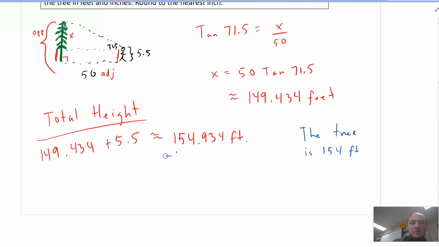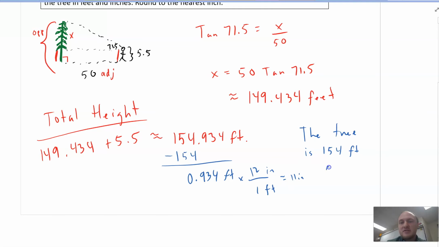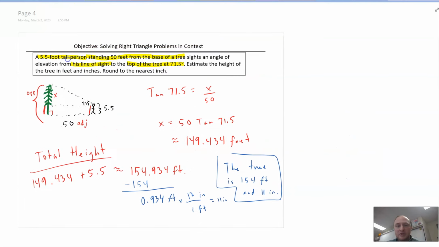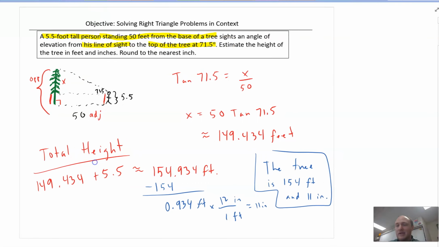But what I need to do is calculate how many inches is 0.934. So this is feet, and I want inches, so I'll convert, 12 inches in a foot. And this gives us approximately 11 inches. So 154 feet and 11 inches. All right, there you have it. That's the height of the tree. See, these problems aren't too bad. You do need a picture, and then you need to know what you can apply.